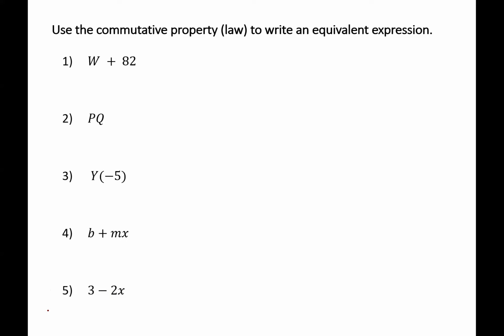Number one is W plus 82. This is not an equation. We're not solving for W. W plus 82 can be rewritten in a different way that is still equivalent or equal. So the commutative property, remember, it's dealing with order. So what we can do is change the order of our two numbers or variables. So W plus 82 can be rewritten as 82 plus W.